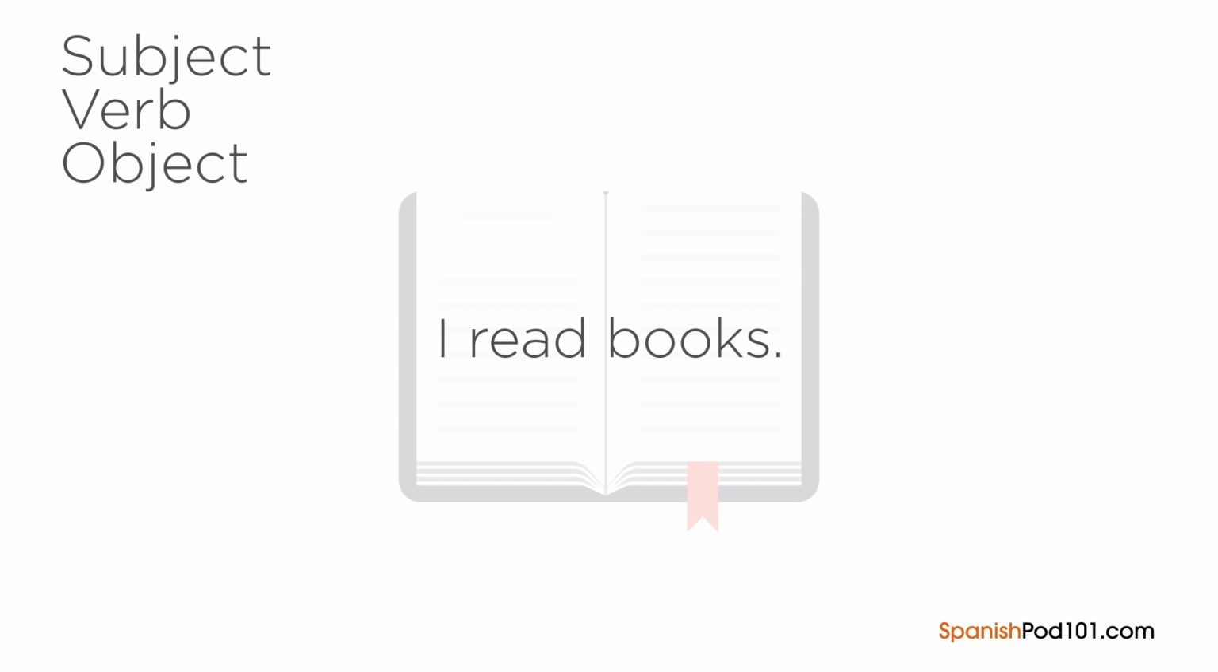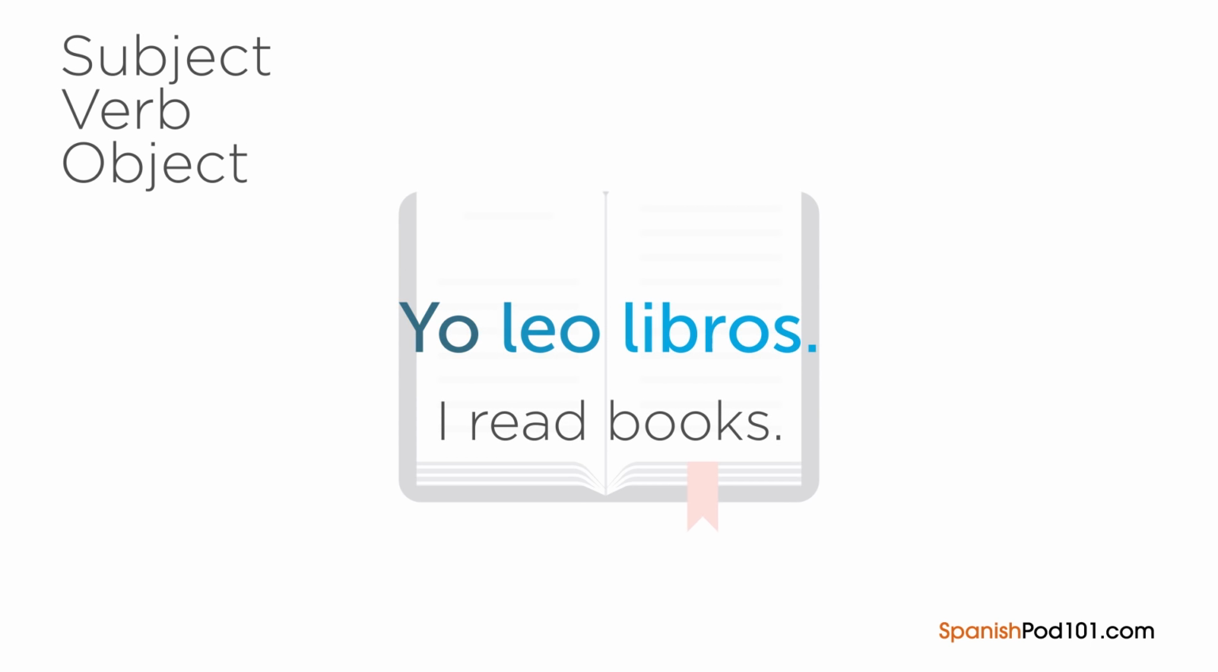Now, let's compare that same sentence, I read books, in Spanish. Yo leo libros. If we break down the Spanish sentence, we get the subject, yo, meaning I. Then comes the verb, leo, meaning read. And finally, we have the object, libros, meaning books. The word order for basic Spanish, then, is subject, verb, object, or SVO for short.